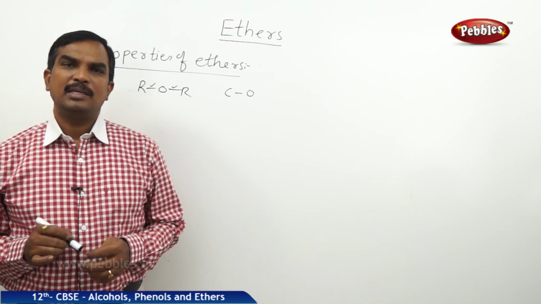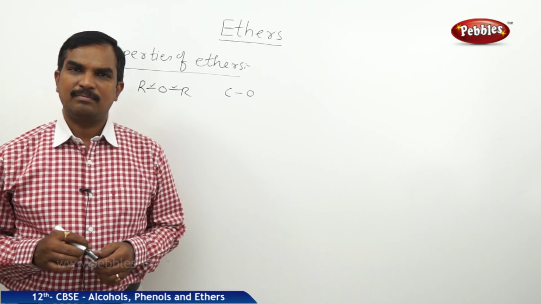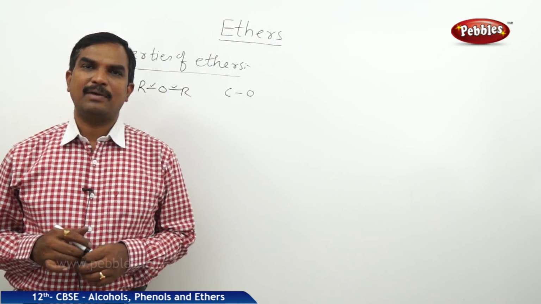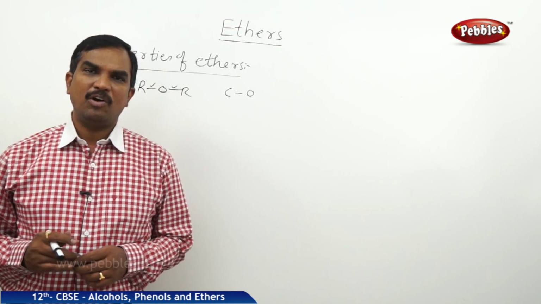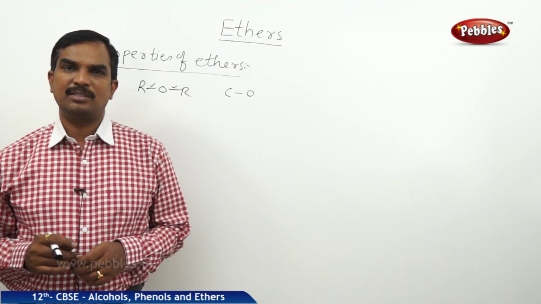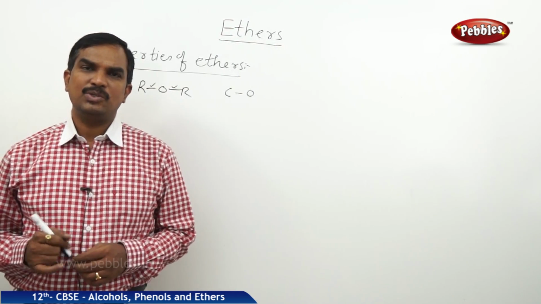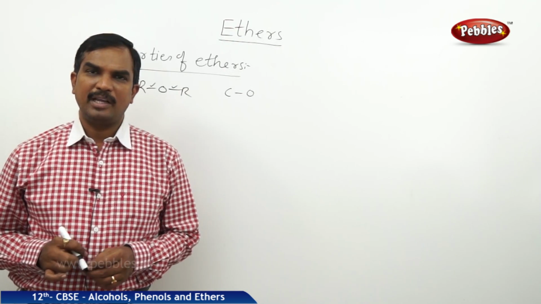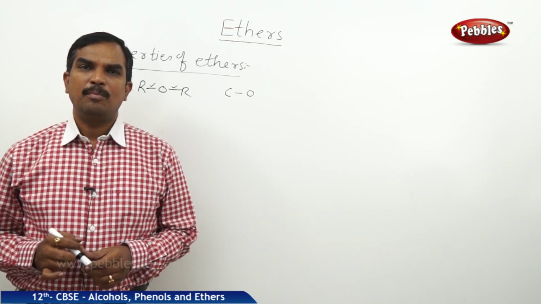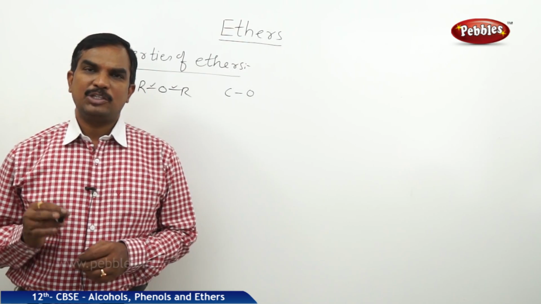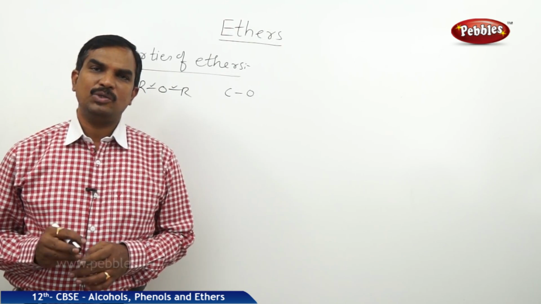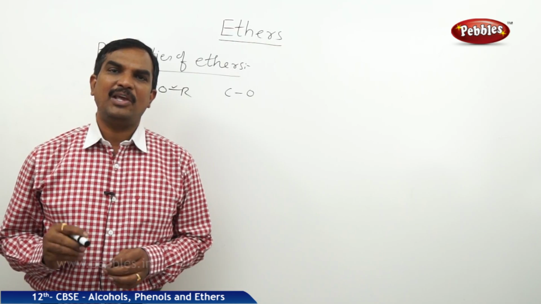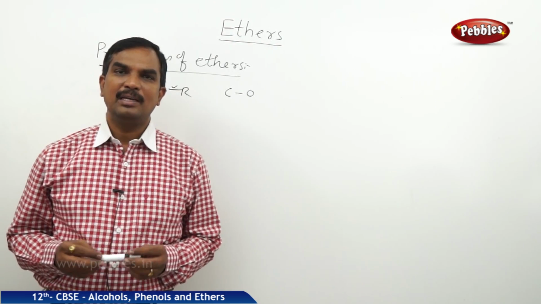At the same time, ethers are more volatile when compared to the corresponding alcohols, because in alcohols we can observe hydrogen bonding, which leads to association, but in ethers there is no such association with respect to hydrogen bonding. That's why ethers are more volatile and show lower boiling point values. So the volatile nature is more in the case of ethers.